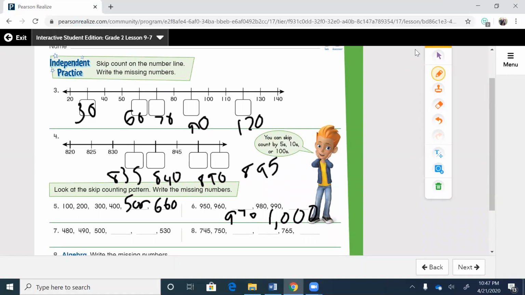All right, so now, if you need to pause the video, if you're doing this on paper, it's number 7 and number 8. So again, pause the video. If you're doing this on paper, do number 7 and number 8.